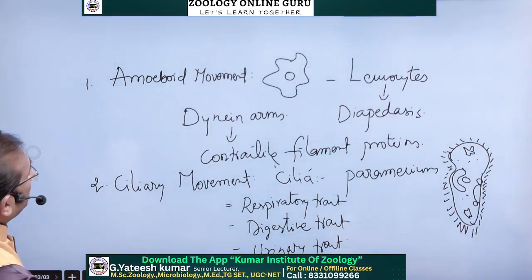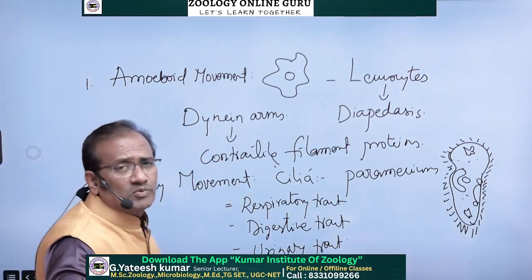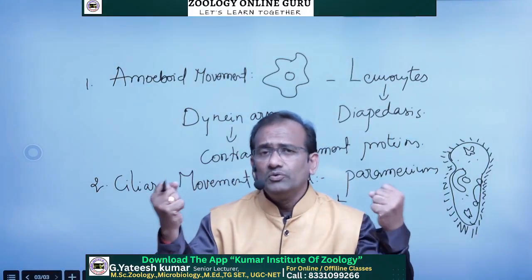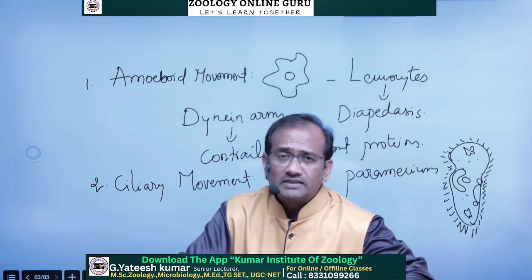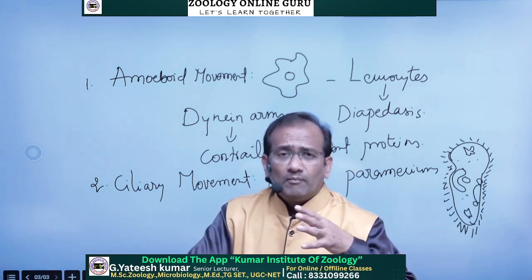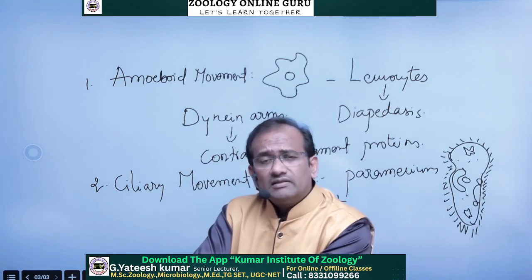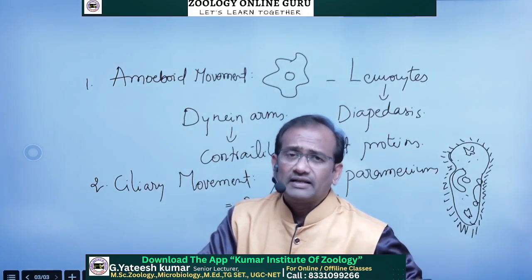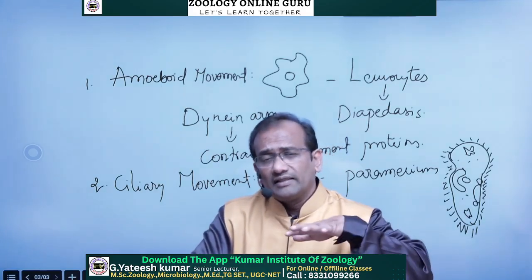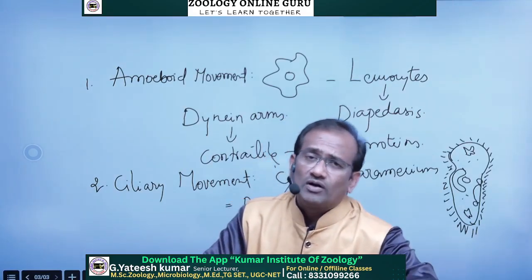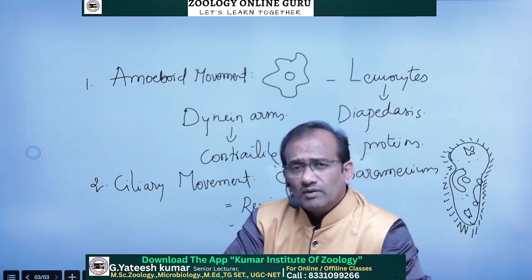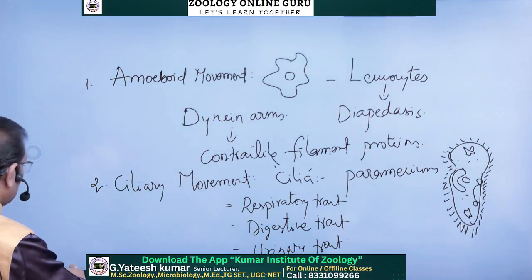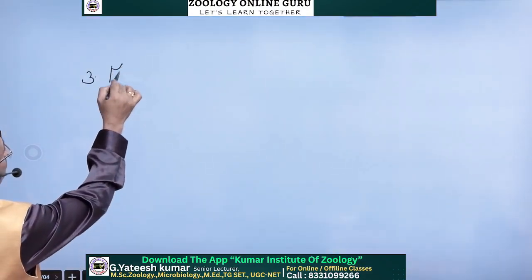These are the different types of movements. The first is amoeboid movement, the second is ciliary movement, and the third, in our body, we use hands, forelimbs and hind limbs. The muscles attached to the bones work with the help of excitability, contractility and relaxation, and that type of movement is the third type, called muscular movement. In muscular movement, skeletal muscles are involved.